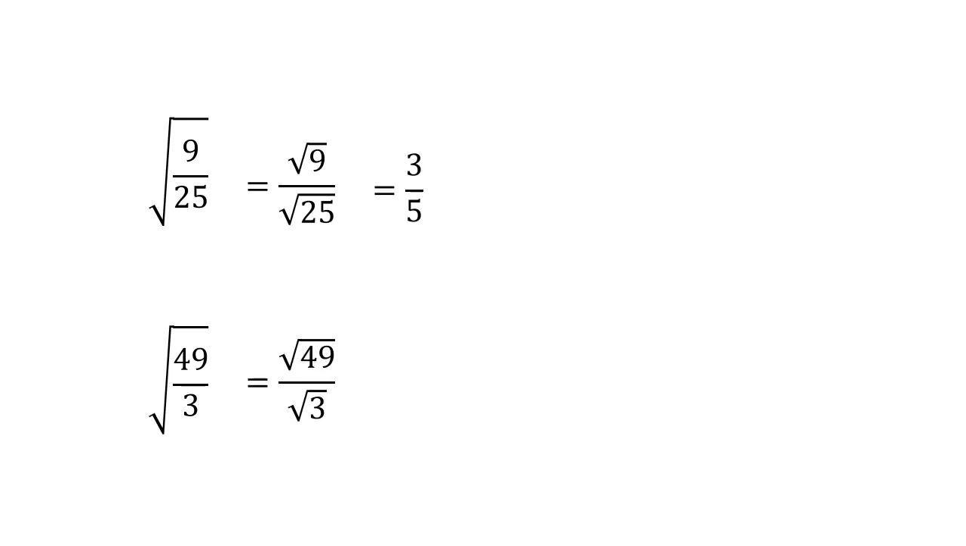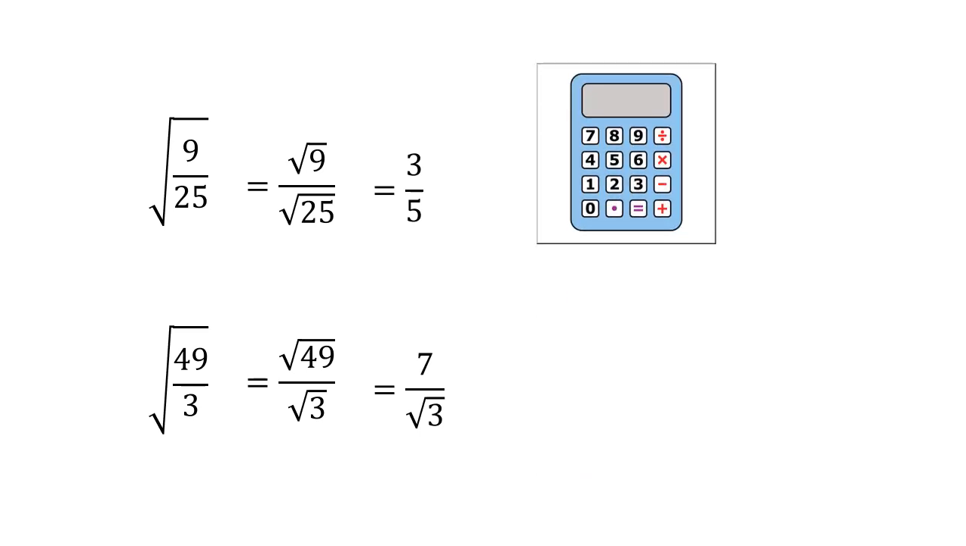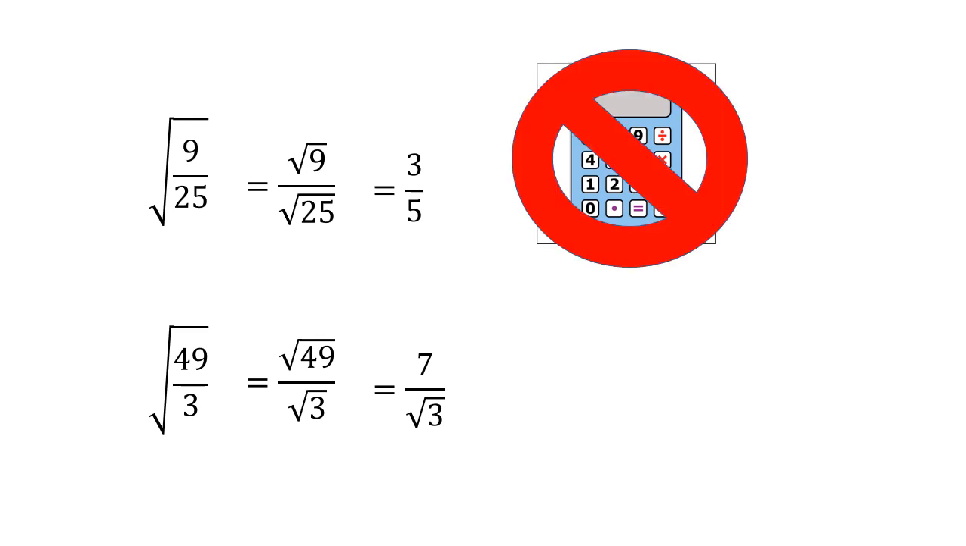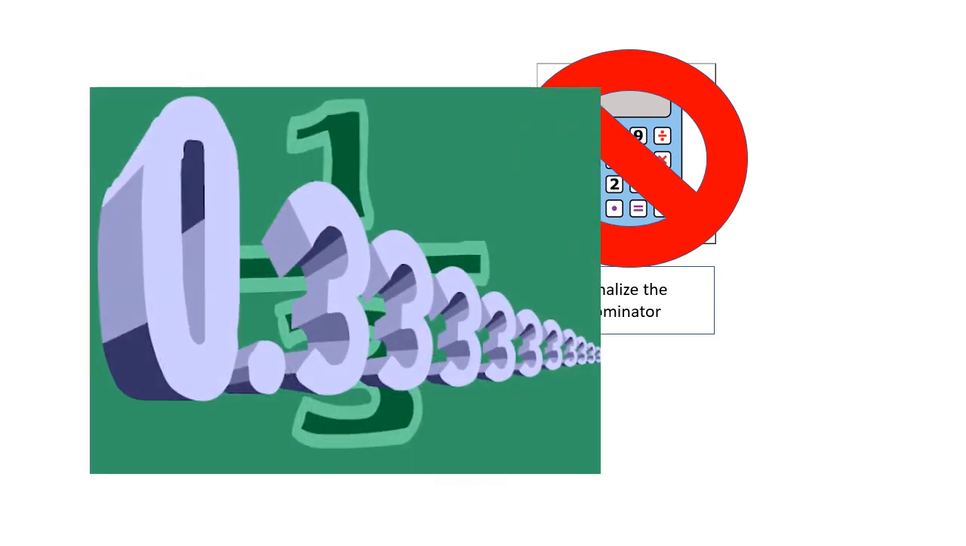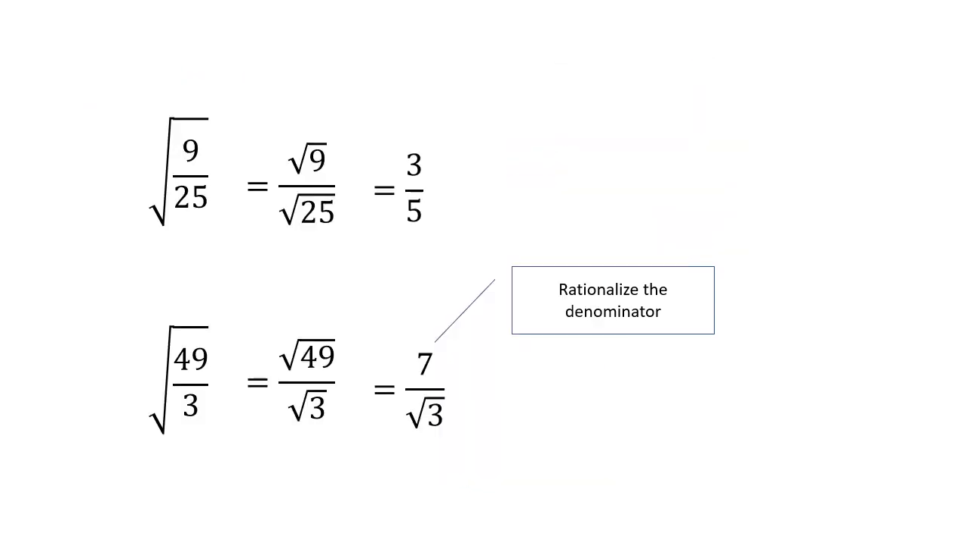And now 49 is a perfect square. We know that from the multiplication tables. Over radical 3. Well, I don't know what radical 3 is. What do you think we should do? Are you thinking of taking out your calculator and trying it? Of course not. We should not do that because it will give you a very big number that does not end. So what should we do?